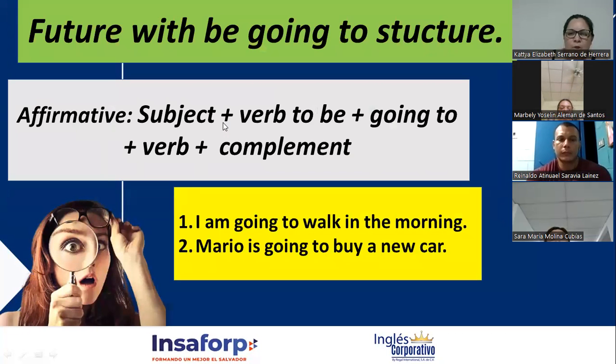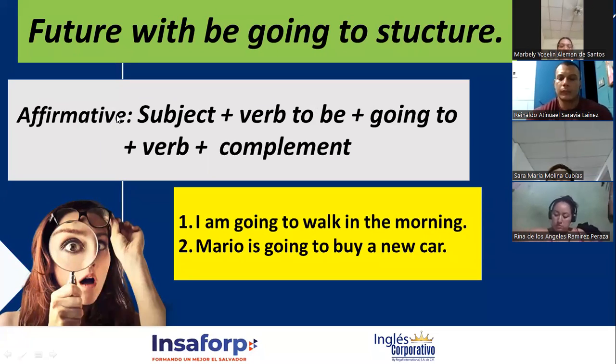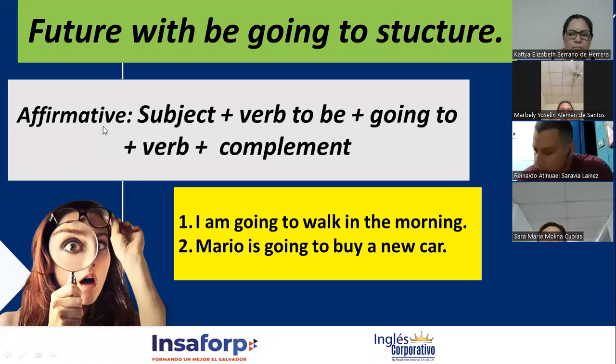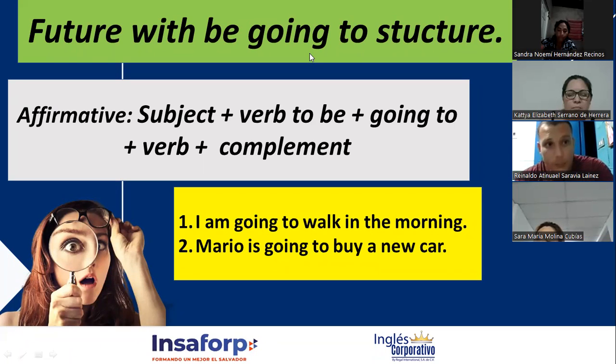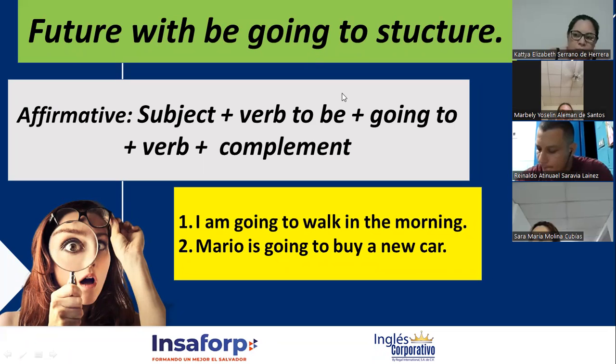Okay? Now, we have the structure. Who wants to help me read the structure? Necesito dos voluntarios. Uno que lea la estructura y otro que lea los dos ejemplos que están ahí. Let's see. Yancy me ayuda leyendo la cajita de la estructura y Ricardo me ayuda leyendo los ejemplos, por favor. Leamos. Okay. Affirmative. Subject plus verb to be plus going to plus verb plus complement. Thank you. That is correct. Ricardo. I am going to walk in the morning. Mario is going to buy a new car.